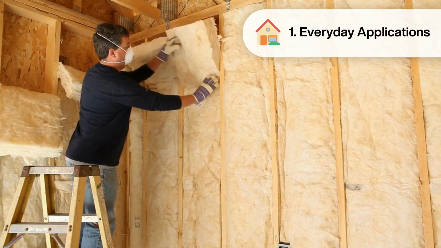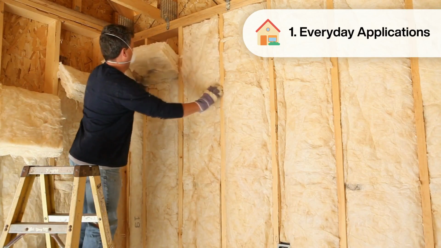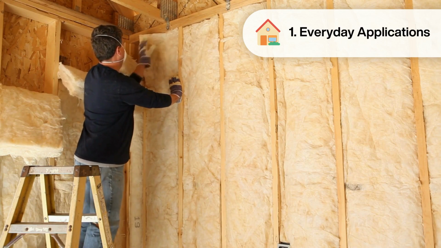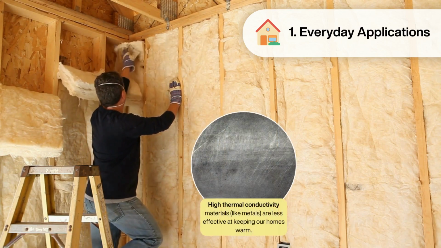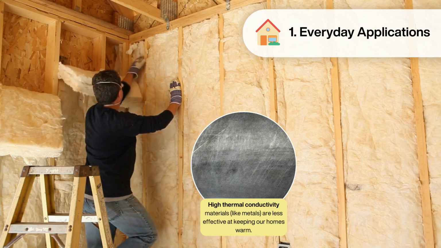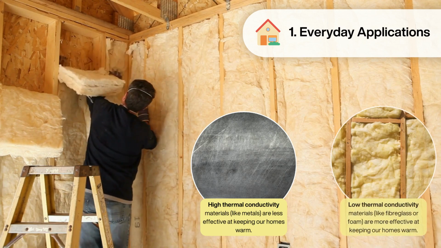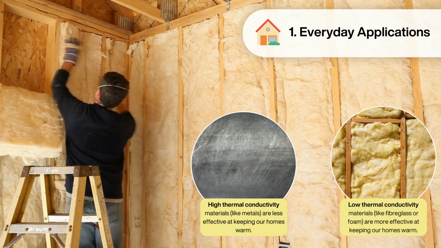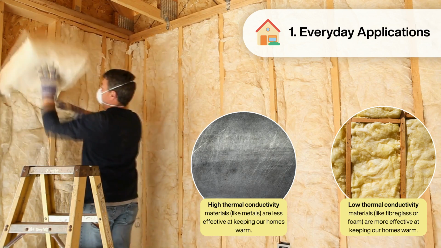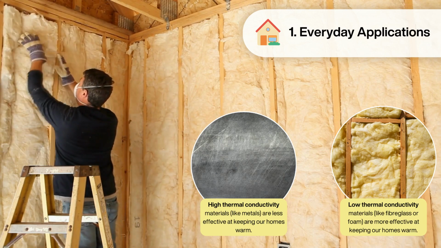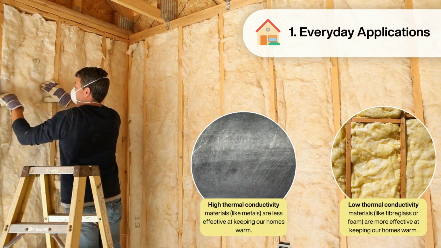Firstly, thermal insulators play a significant role in our everyday life, particularly in household environments. For instance, when selecting materials for home insulation, high thermal conductivity materials, like metals, are less effective at keeping our homes warm compared to low thermal conductivity materials, like fiberglass or foam. This practical helps us understand why some materials keep us warmer by limiting heat transfer, which directly influences energy consumption and utility bills.